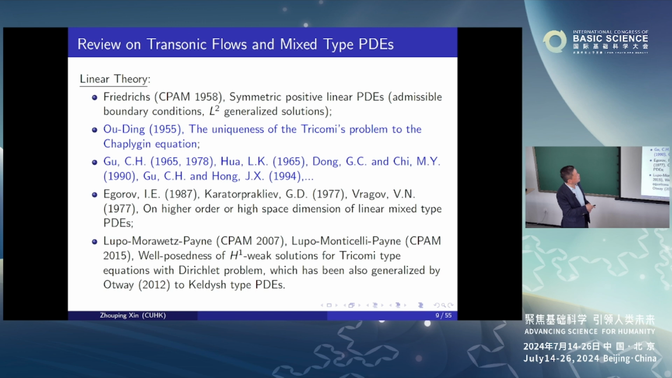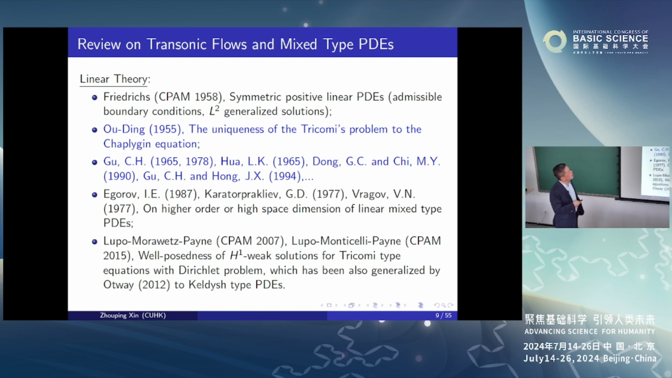In the Chinese group, among the first group, they studied the well-posedness theory for such kinds of equations, the Tricomi equation, this type of equation, including Wu Xinmu, Ding Xiaxi, and Hua Luogen. They were all among the group. But the most well-known theory for the community is Friedrichs.